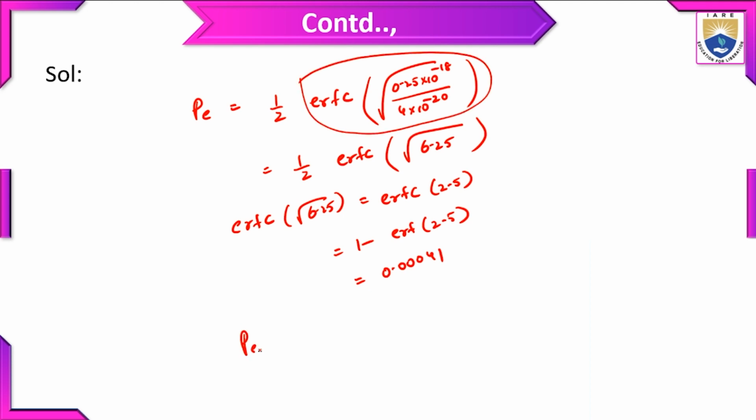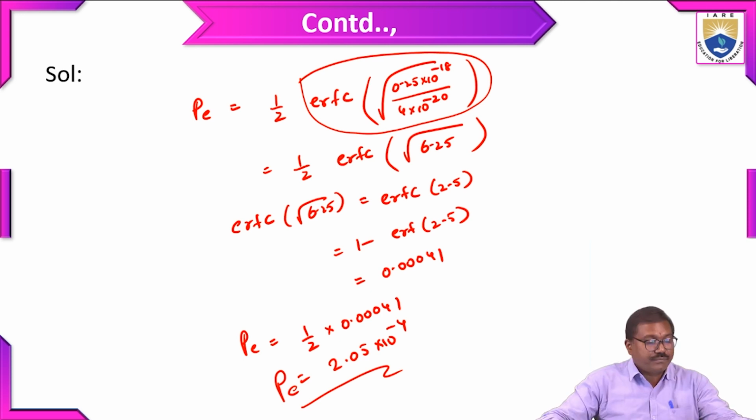So the probability of error is equal to 1 by 2 into 0.0041. You get it written as 2.05 into 10 power of minus 4. So this is the probability of error of FSK.